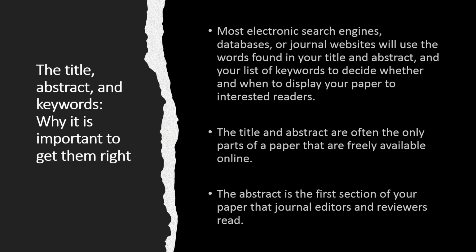Finally, the abstract is the first section of your paper that journal editors and reviewers read. While busy journal editors may use the abstract to decide whether to send a paper for peer review or reject it outright, reviewers will form their first impression about your paper on reading it. Given the critical role that these three elements play in helping readers access your research, it is important for you to know how to write effective titles and abstracts and choose the right keywords.